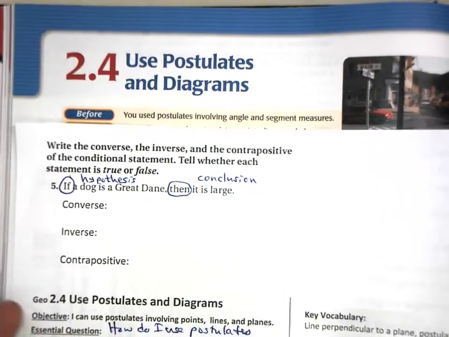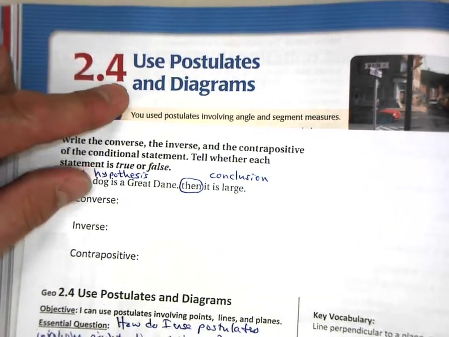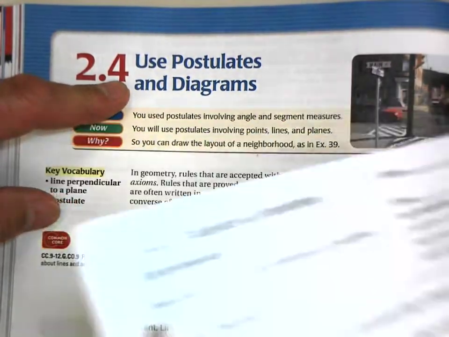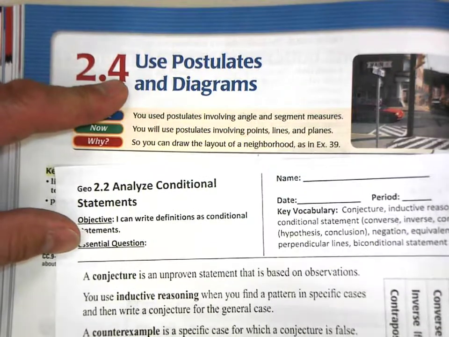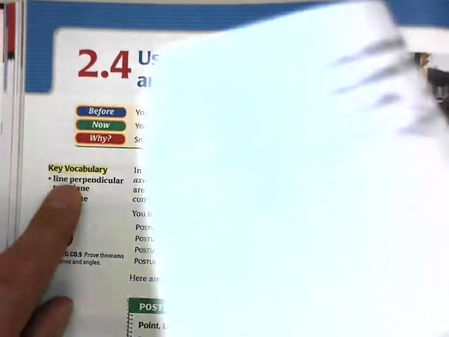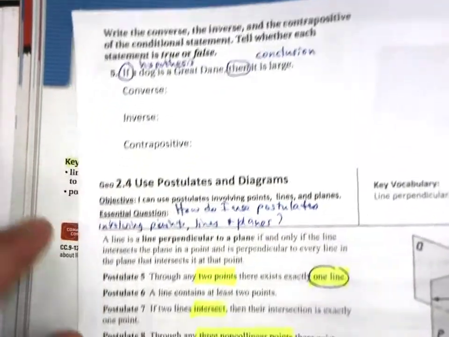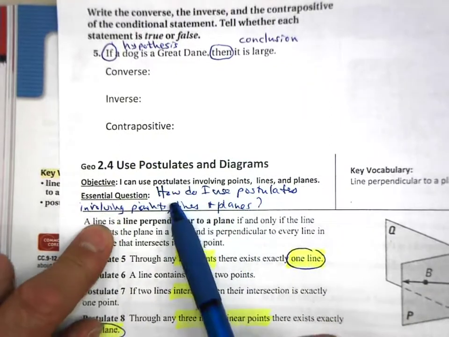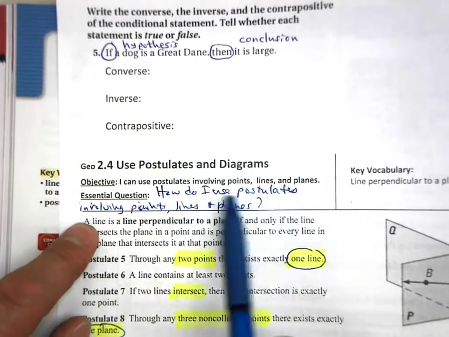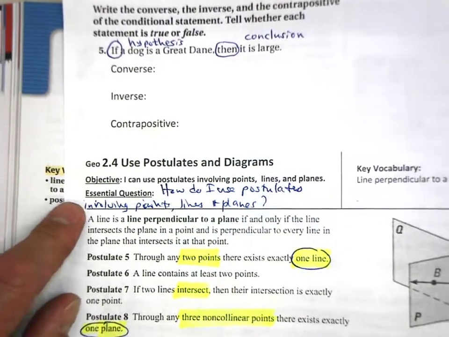Here is 2.4, using postulates and diagrams. And you find 2.4 on the back of your 2.2 notes, about a quarter of the way down from your 2.2 notes. Our essential question is, how do I use postulates involving points, lines, and planes?